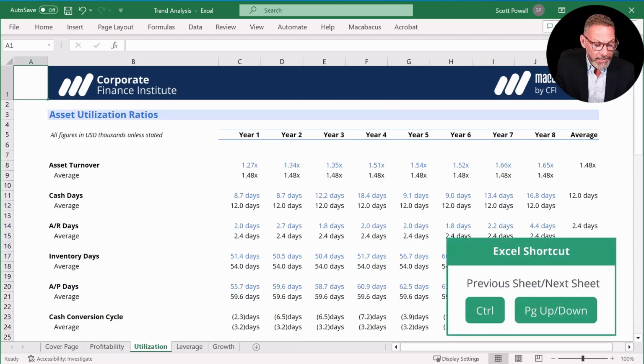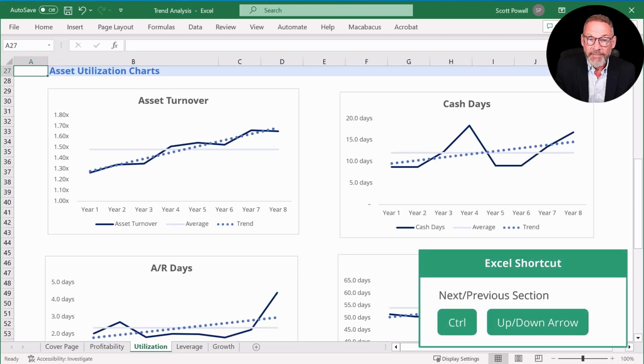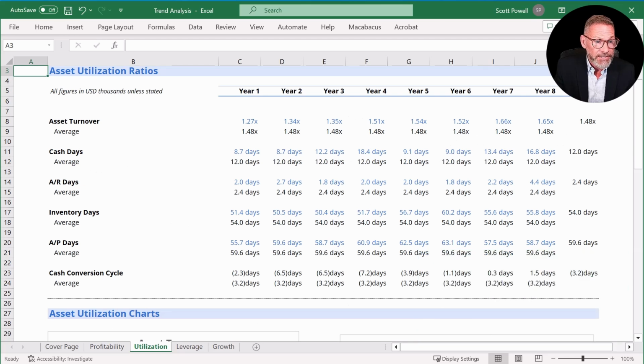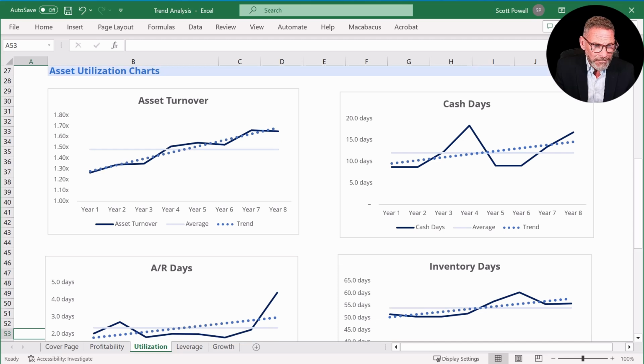I'm going to go to the next page and press control with the arrow down, and you can see I can go right to the charts. Again, if I want to go back to the asset utilization ratios, it's harder to see the trends. I've done asset turnover, then cash days, AR days, inventory days, AP days, and then the cash conversion cycle.